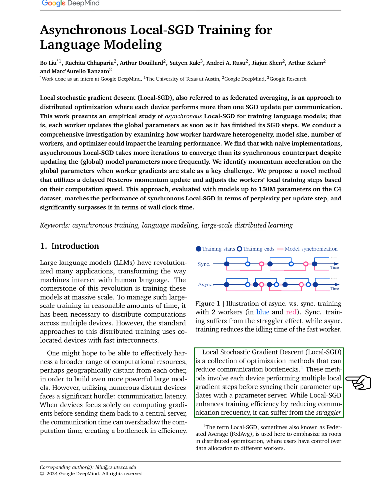Local stochastic gradient descent, Local-SGD, is a group of optimization methods that can help reduce these communication bottlenecks. These methods involve each device performing multiple local gradient steps before syncing their parameter updates with a parameter server. While Local-SGD can improve training efficiency by reducing communication frequency, it can suffer from the straggler effect caused by devices of different speeds.